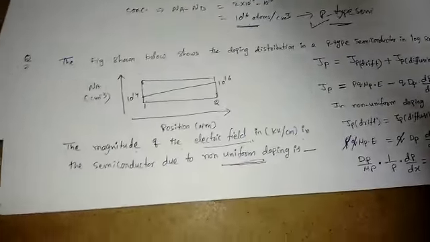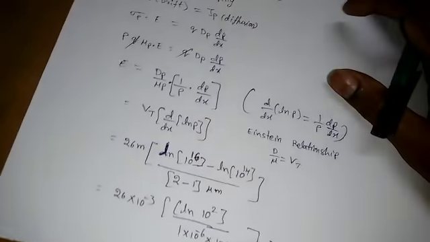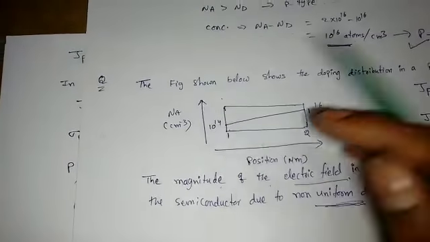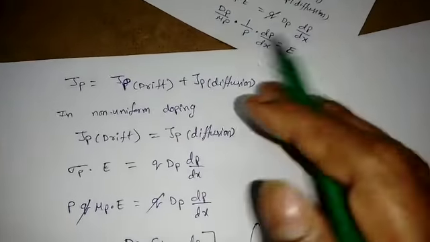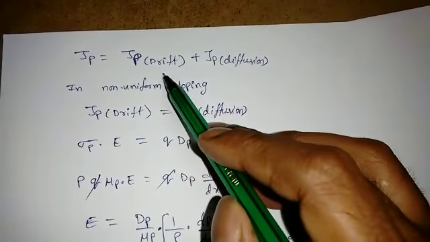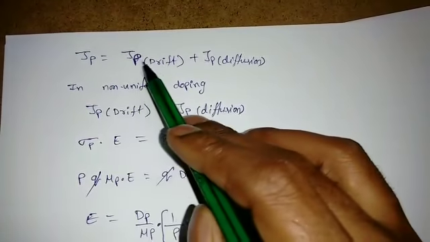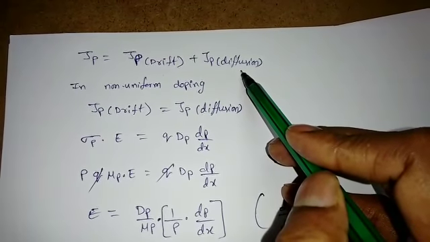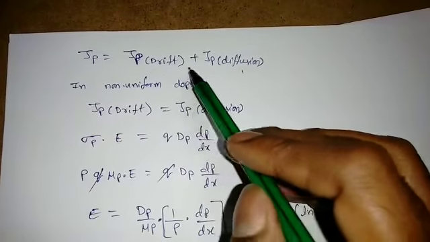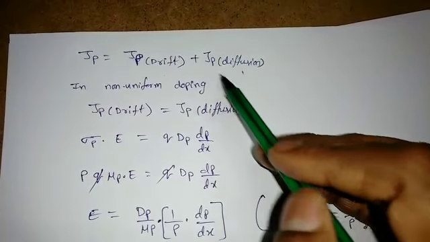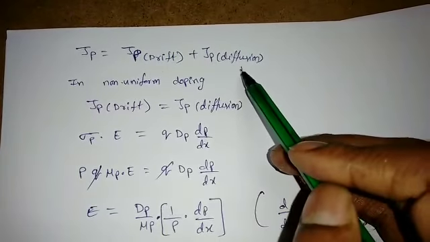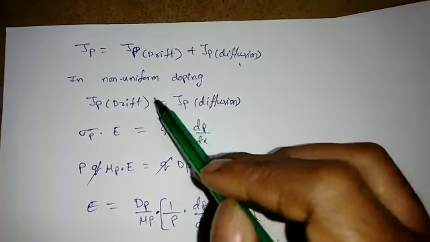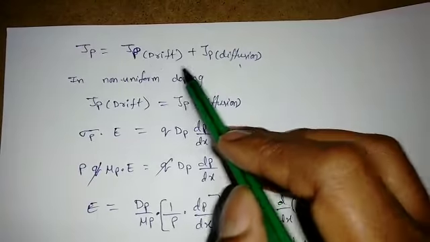Now how to do this problem is, this is a p-type semiconductor because what is given here is Na, that is acceptor impurity concentration. So I will go for the total current density, that is Jp, drift as well as diffusion. Now he said non-uniform doping, right? So in non-uniform doping, the drift will oppose the diffusion. So whatever the force applying due to diffusion, the drift will oppose it. So that's why in non-uniform doping they both will be equal. That means if they both are equal, it will become zero.